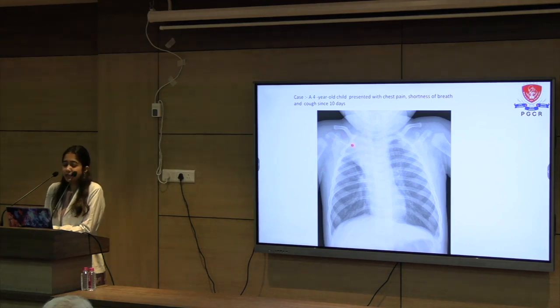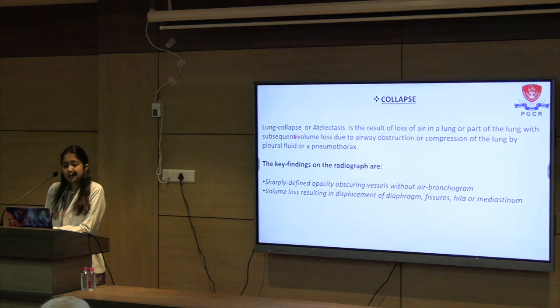So in this we can appreciate a well-defined homogeneous opacity, but with no air bronchogram signs, and there is superior displacement of the right horizontal fissure. So this is suggestive of right upper lobe collapse. Now in collapse, the key findings are a sharply ill-defined opacity obscuring vessels without air bronchogram, and there are signs of volume loss, that is, displacement of the diaphragm, fissures, hila and mediastinum.